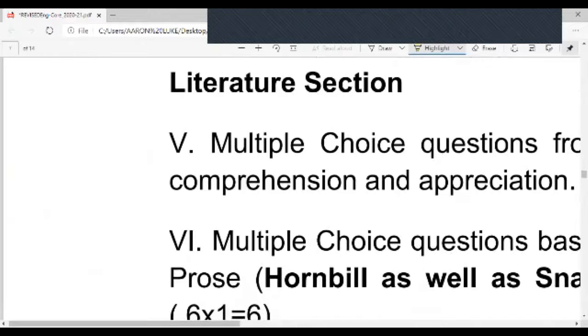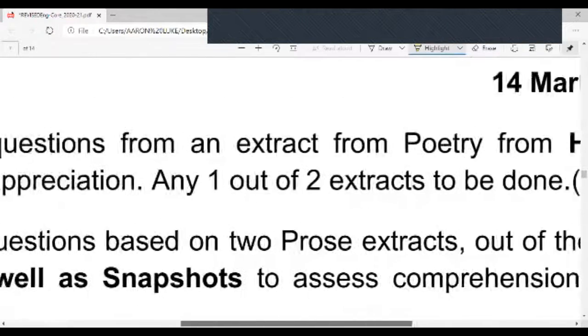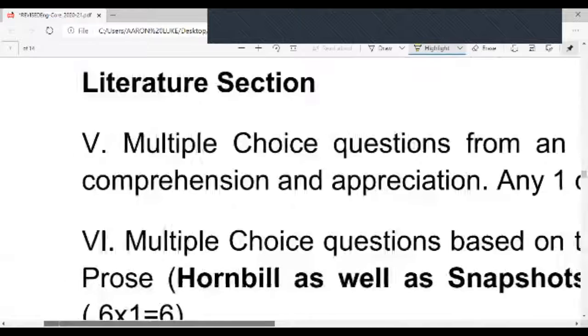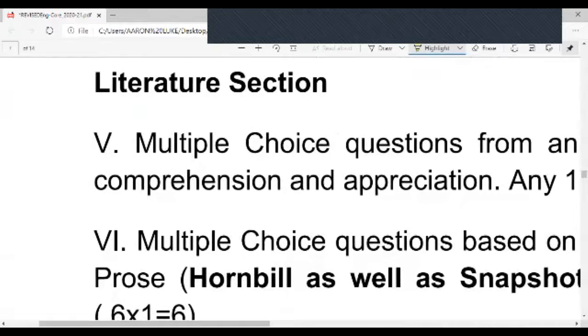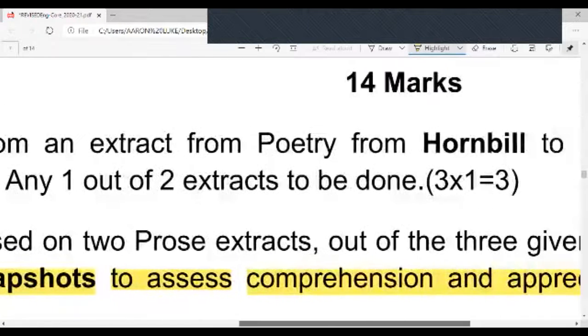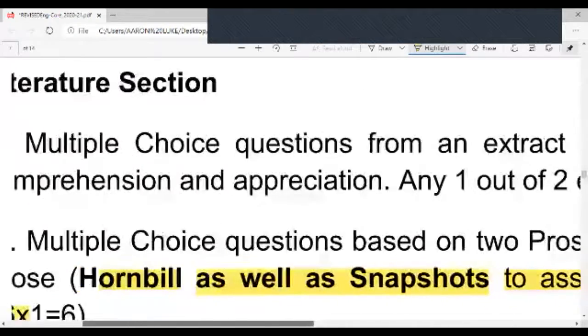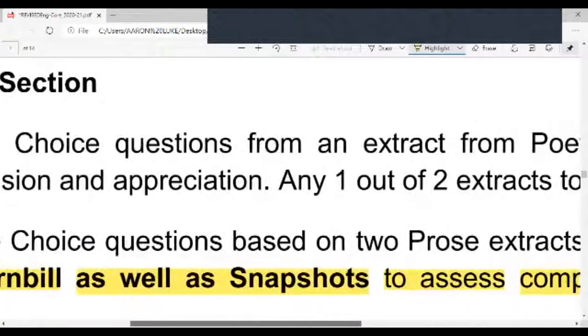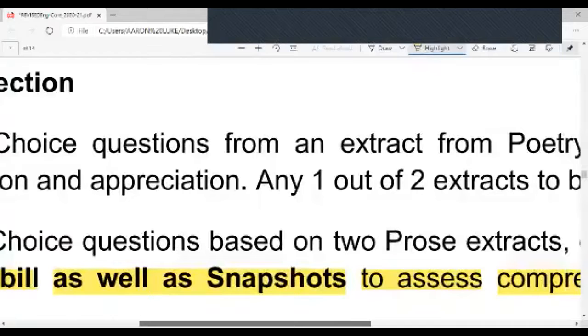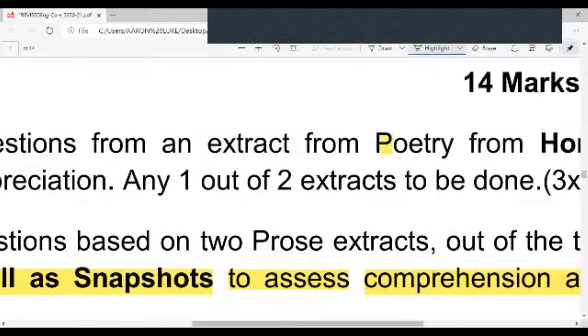Now, coming to the last part of the objective questions, you will be asked for 14 marks. Multiple choice question Roman number 5 starts with the literature: multiple choice questions from an extract from poetry, from Hornbill, to assess comprehension and appreciation. You will be given two extracts that will be basically on poetry. Whatever poems are prescribed, we will ask any two extracts from poetry.